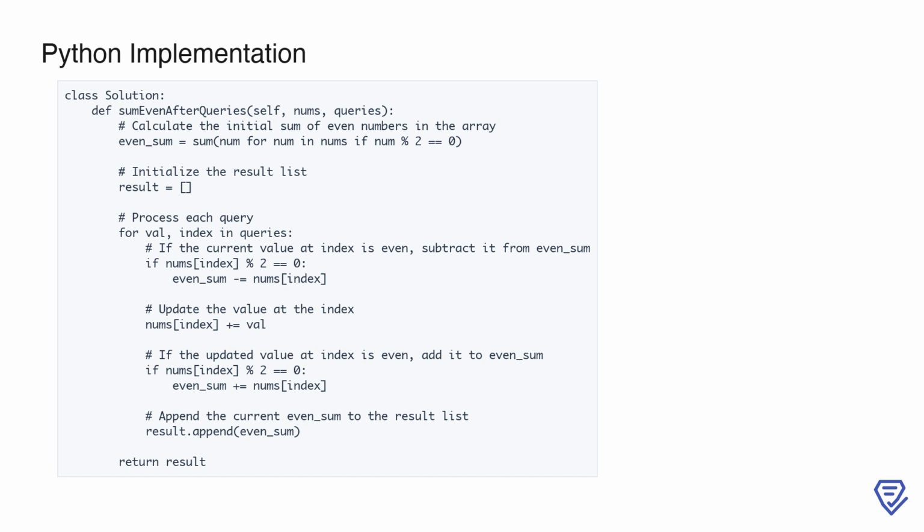For each query, we first check if the current value at the specified index in nums is even. If it is, we subtract it from even_sum because the value will be updated, and it might no longer be even. After handling the old value, we update the value at the specified index by adding val to it. Once the update is complete, we check if the new value at index is even. If it is, we add it to even_sum since it contributes to the sum of even numbers.